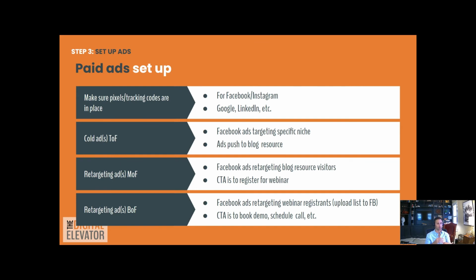We want to retarget those people that either opted in, so you can retarget them via their email on Facebook potentially, or you can just retarget the people that landed on your video page. So you grab that URL and you retarget people like that as another layer. This time, we're going after that warm lead, right? So the call to action now is to book a demo or schedule a call or do a trial or follow a link to your Calendly link or whatnot.